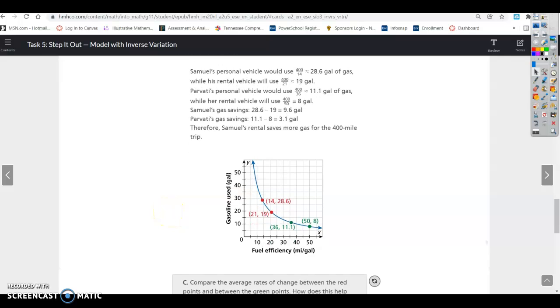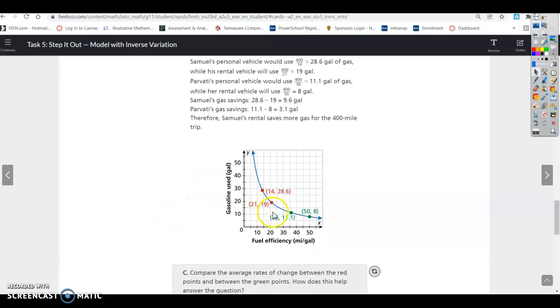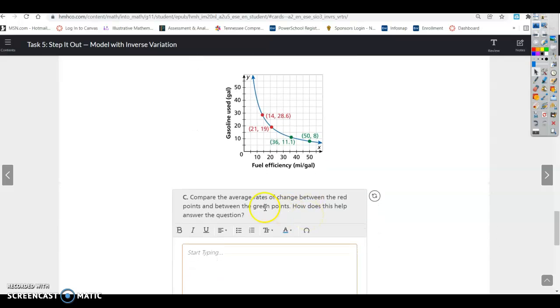And if you look at that on the graph here, 14 and 21, these are Sam's points here. So 14 is his personal vehicle, and then 28.6 was the gallons of gas, and then this was his rental. And then you can see that Par's points are down here. All right, so it says compare the average rate of change between the red points and between the green points.